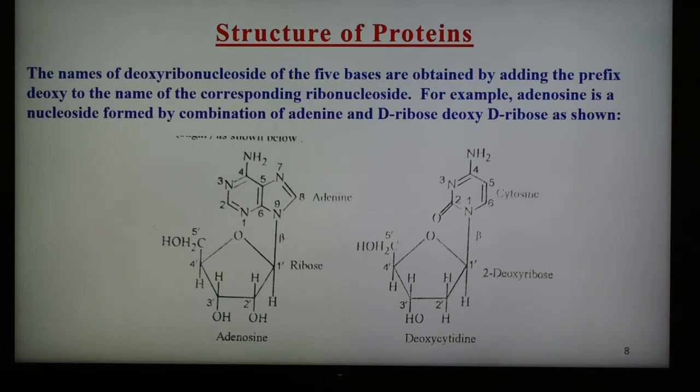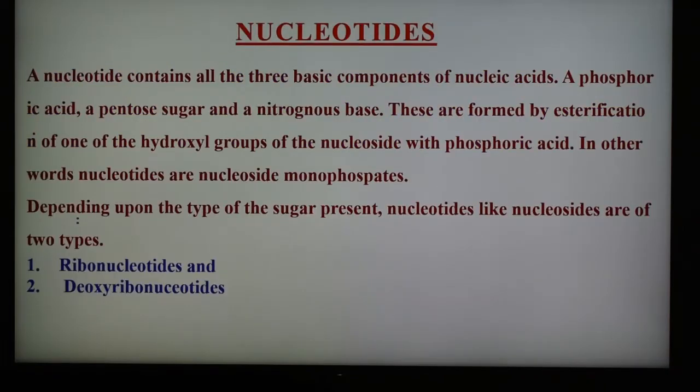part is the nucleotide, which is shown here. Both are important, and in case of nucleotide we can say that a nucleotide contains all the 3 basic components of the nucleic acid. This is the main part, and these basic components are phosphoric acid, pentose sugar and nitrogenous base. These are formed by esterification of one of the hydroxyl groups of the nucleoside with phosphoric acid. In other words, nucleotides are nucleoside monophosphates. So it is known that nucleotides are nucleoside monophosphates.